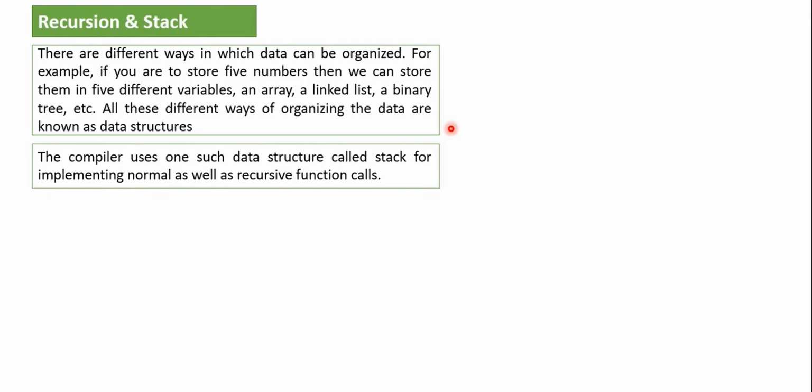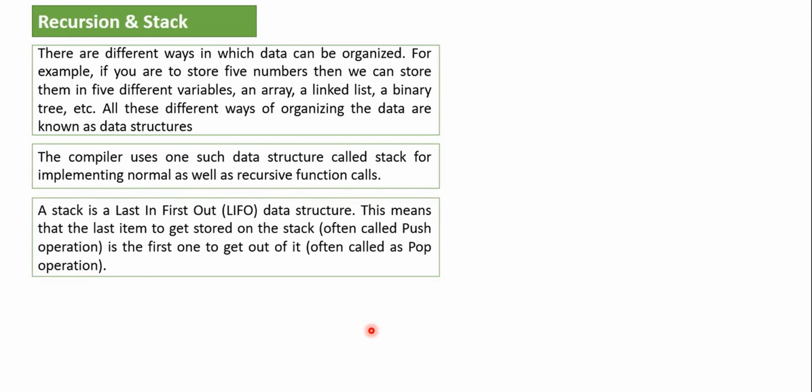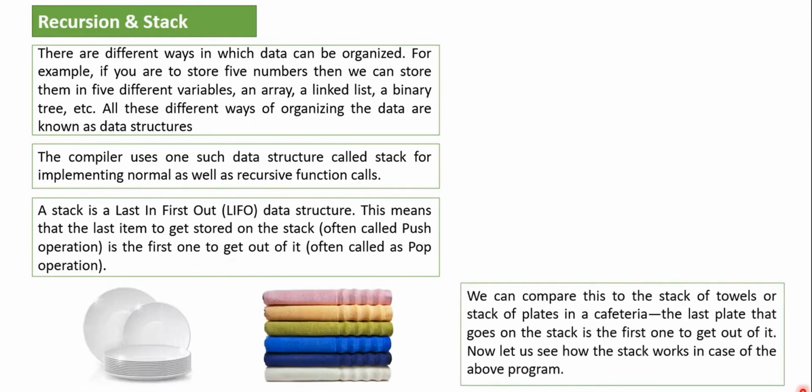Now a stack is a last in first out data structure. This means that the last item to get stored on the stack, often called the push operation, is the first one to get out of it, often called the pop operation. We can compare this to a stack of towels or a stack of plates in a cafeteria. The last plate that goes on the stack, that means the topmost plate, will be the first one to get out of it. So basically these are examples of a stack.